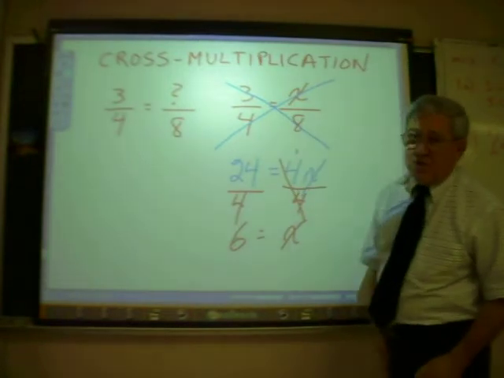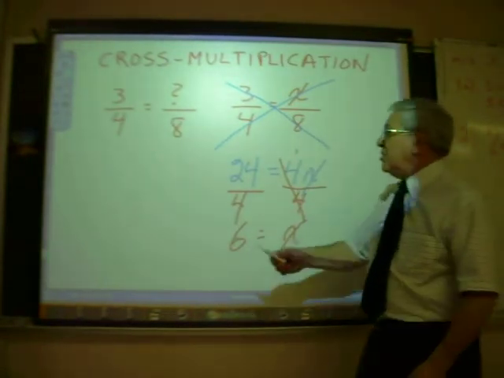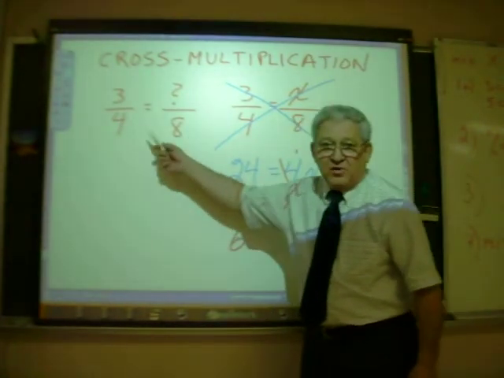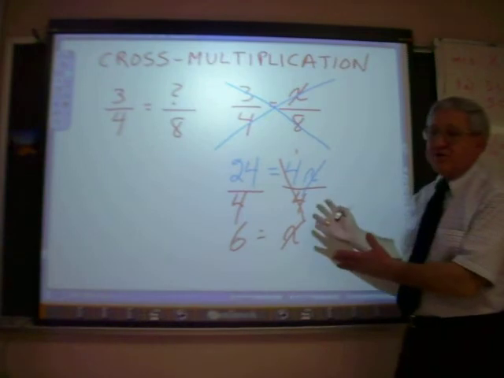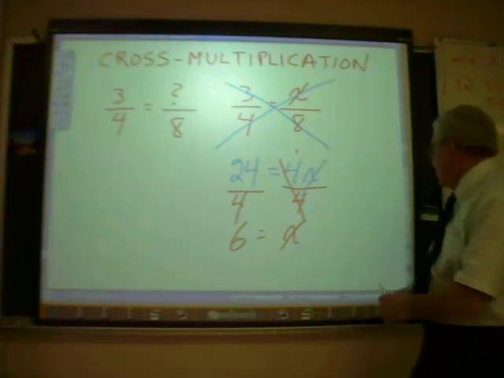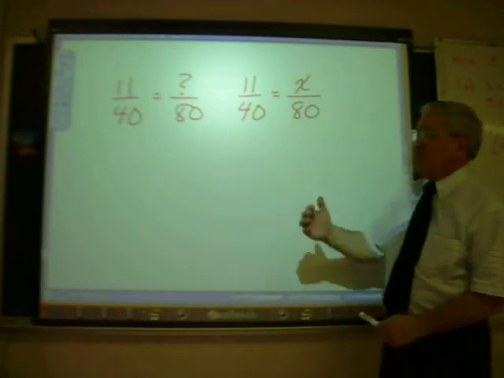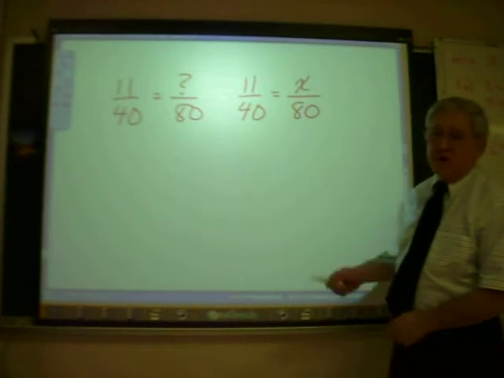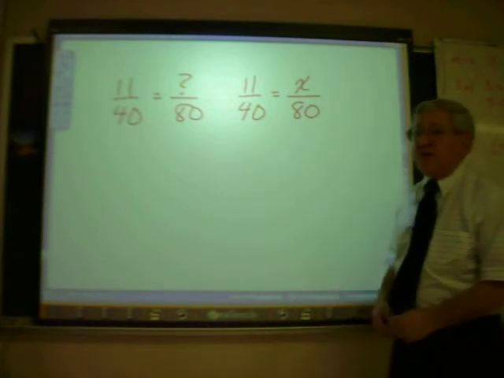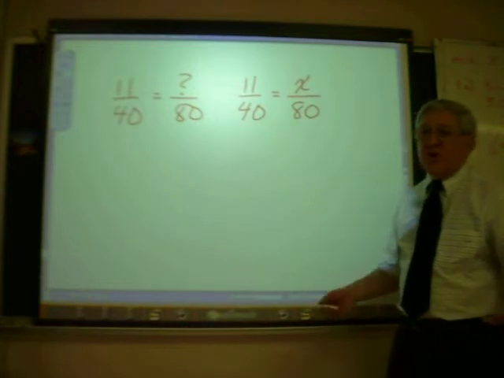For a simple problem like this, we probably wouldn't resort to cross multiplication. We'd probably just do the scale factor method. 4 times 2 is 8, 3 times 2 is 6. But this illustrates how we do the problem. Let's try another problem. Say we have 11 over 40 is question mark over 80. Well, we'll put a variable in because it's always so much better to have a variable than a question mark. And again, we cross multiply.